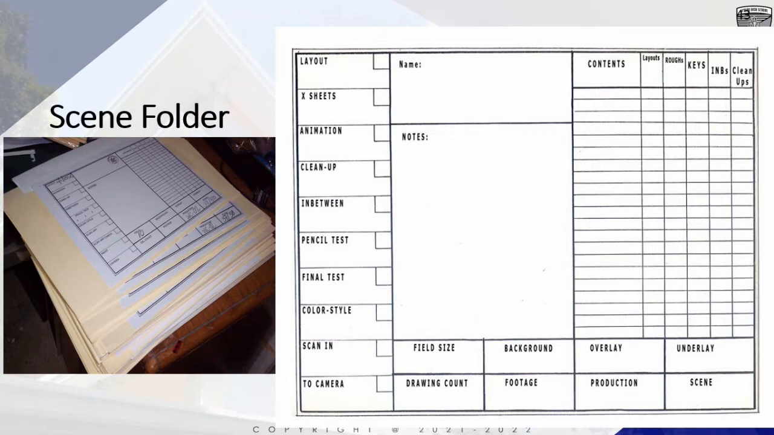So the scene folder, as you can see here, we can just place the layout, the exposure sheets, the cleanup, the in-betweens, the pencil test and final testing, the color in style, and documents, and the different contents here, different keys, cleanup, props, layout, and so on, and some notes and the name of that particular scene folder. So this will be our folder where we will place all the materials needed in the production, so that once the director needs the file, you can just browse that folder and that will be organized in the records later on.